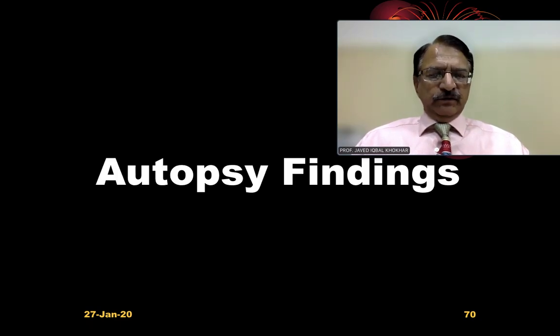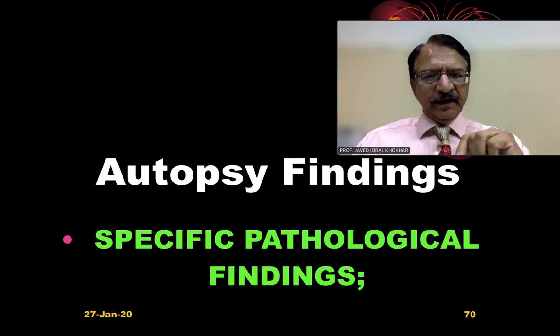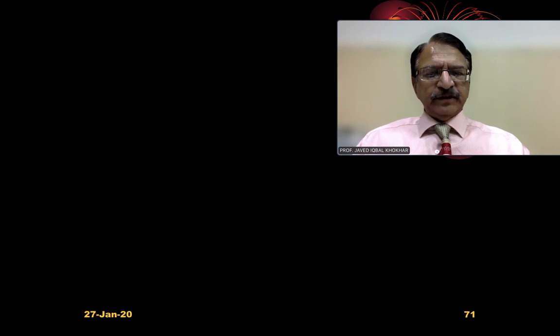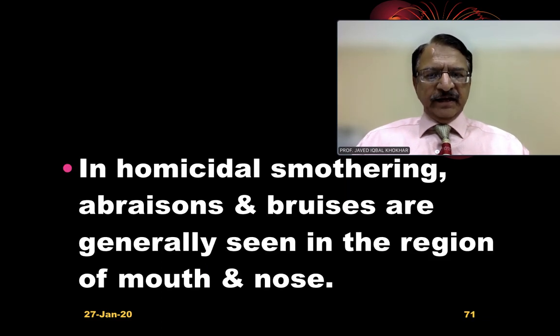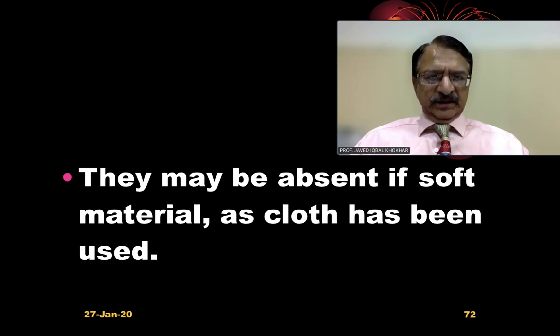And what will be the autopsy finding? There are specific pathological findings at the locus. That means the occlusion is at the mouth and nose, so the findings will be limited here. The specific pathological findings will be abrasions and bruises, which are generally seen in the mouth and nose. And they may be absent if a soft material is used or some cloth has been applied.